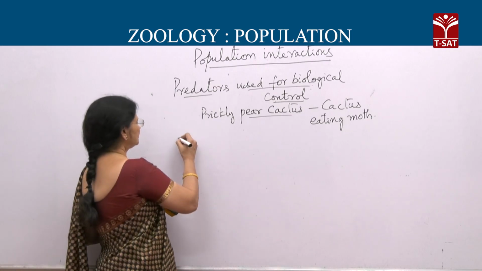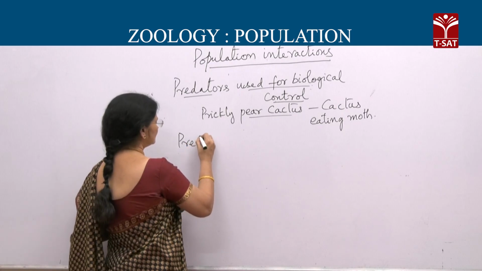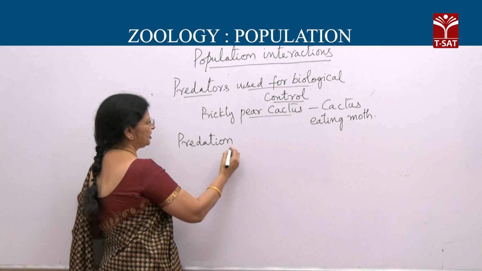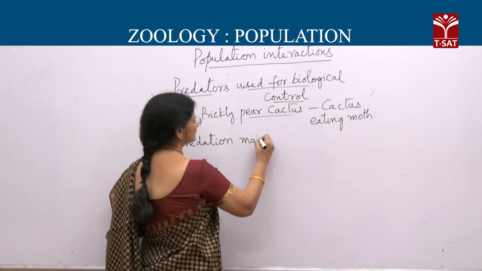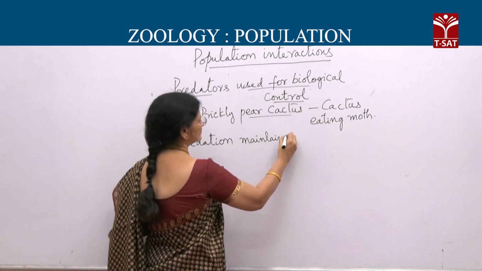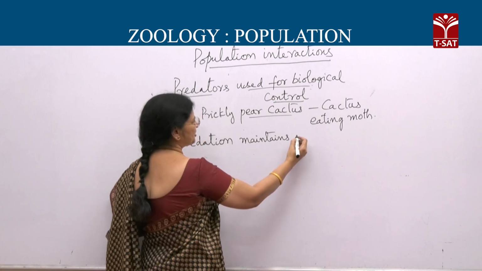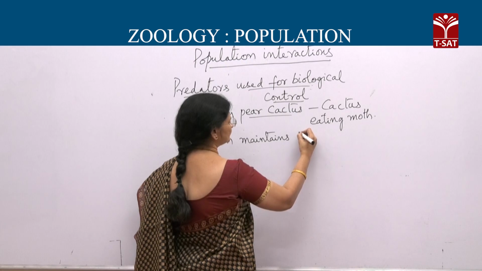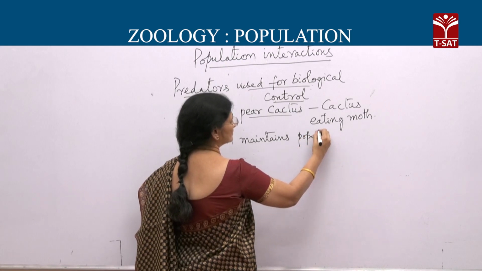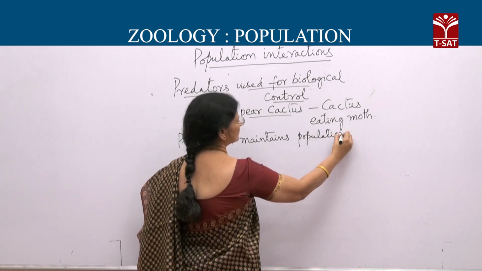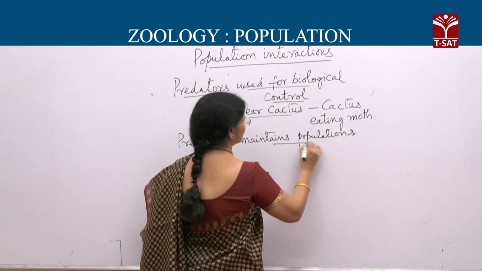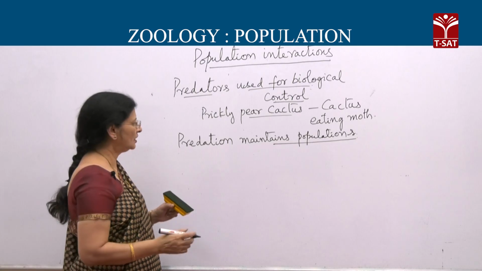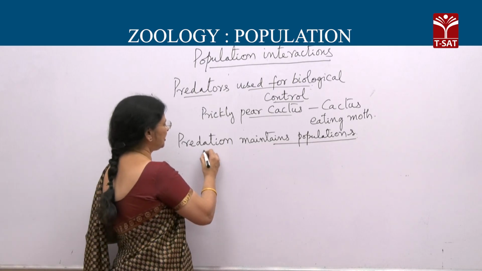And predators, or this association predation, maintains the populations. They maintain the populations. Population control is also done, or populations are maintained in nature.